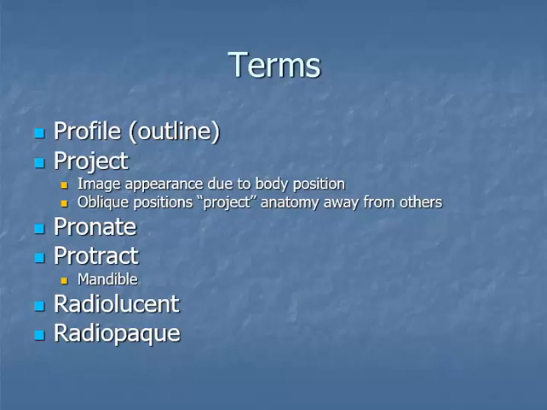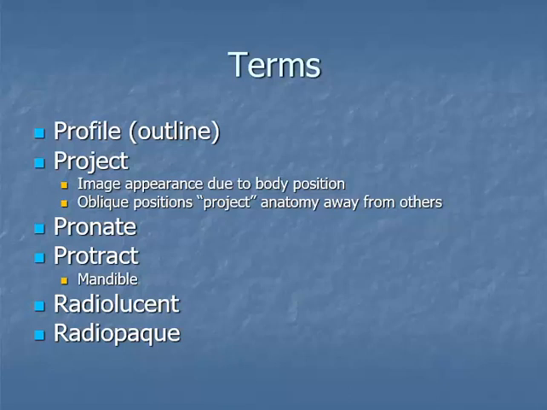So we've got pronation, which is to turn the anterior surface down. If a patient's laying on their stomach, they're pronated. If they're laying on their back, they're supinated. Protraction and retraction are specific to the mandible. Protraction would be where you jut the mandible out, so you've got an underbite, as opposed to retraction, which would be to draw the mandible back in so that you have an exaggerated overbite. So you know what radiolucent and radiopaque is.